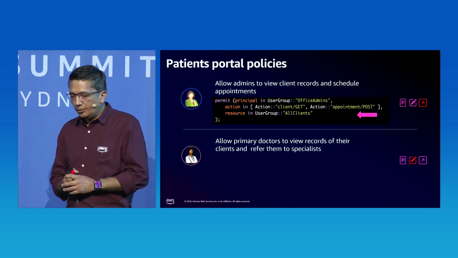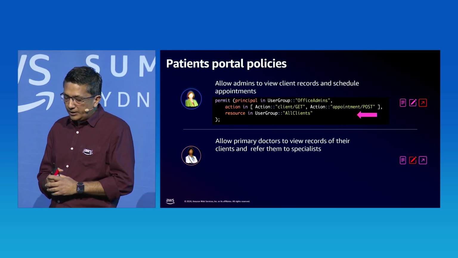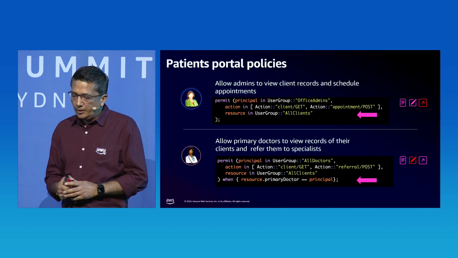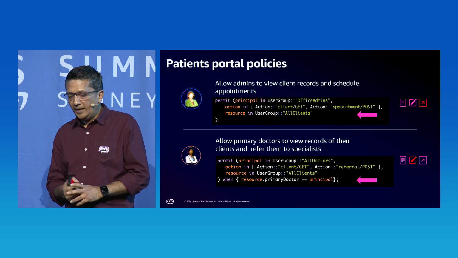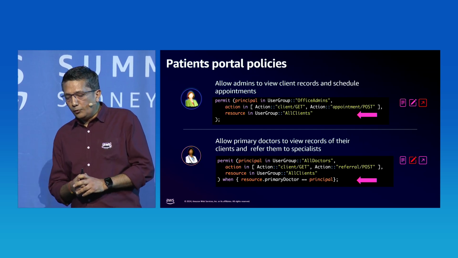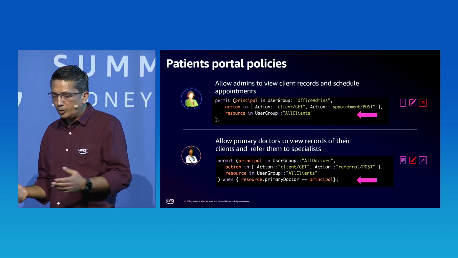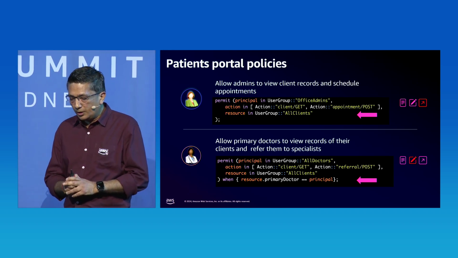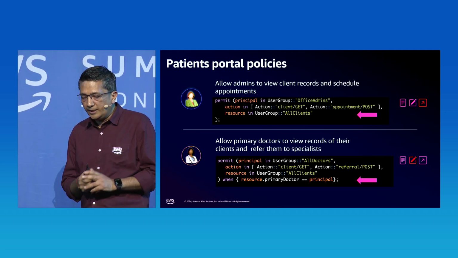The second authorization rule here is allow primary doctors to view client records of their clients and refer them to specialists. And this is translated into policies as the principal has to belong to a group called all doctors. And they are allowed to take the actions getting client records and referring them to a specialist for the resources which belong to all clients. So in this case, the client Dave has to belong to the all clients group. But with a specific condition that the resource's primary doctor, where the resource in this case is Dave, has to be the principal who's logging in, in this case, Dr. Jane.